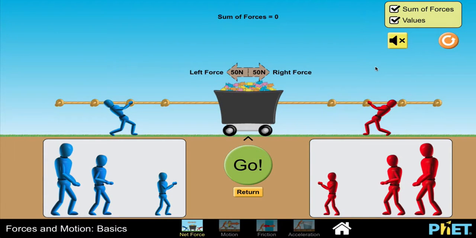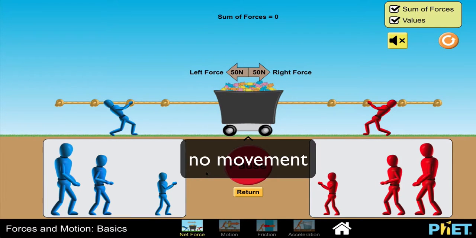Alright, so here you have an example of a tug of war. You'll notice that when I press go, nothing is happening, okay? Because we have a balanced force.